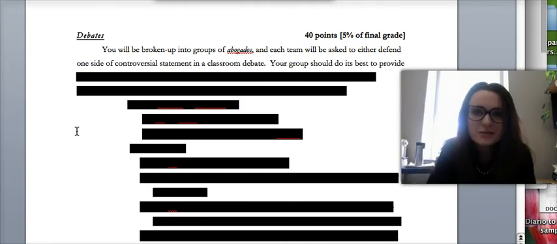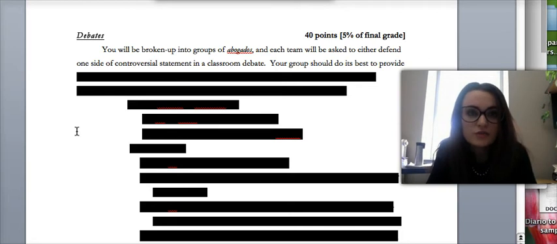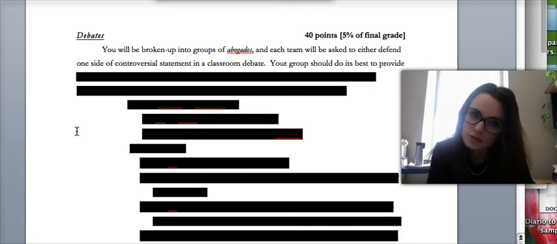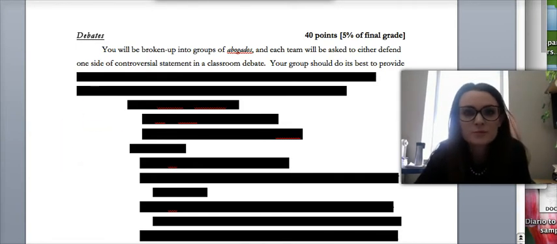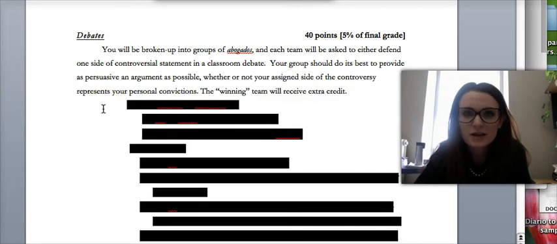So each team is going to be asked to either defend one side of a controversial statement or oppose a controversial statement in a classroom debate. So you are going to sign up for these groups actually on a Google Doc, so you have a little bit of control over which side of the debate you're on, but it's going to be first come, first served.